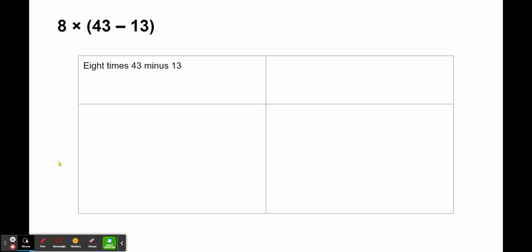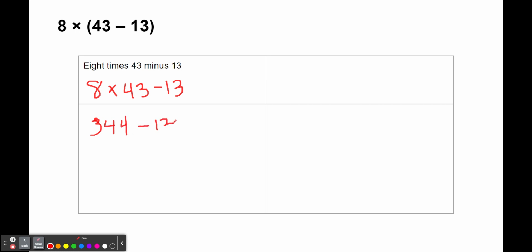All right, now let's go ahead and take a look at this. Now I have 8 times the quantity 43 minus 13. If I go from left to right, if we do 8 times 43, I went ahead and did the math on 8 times 43 already. So 8 times 43 is going to be equal to, I'll write this down here, 344 minus 13.